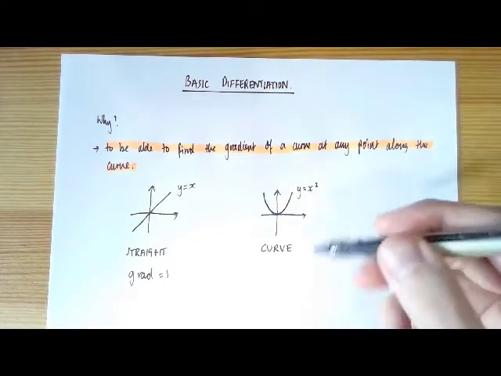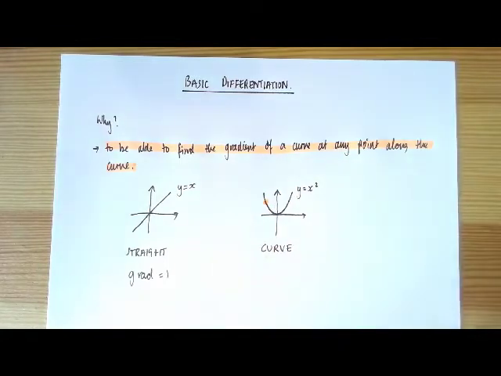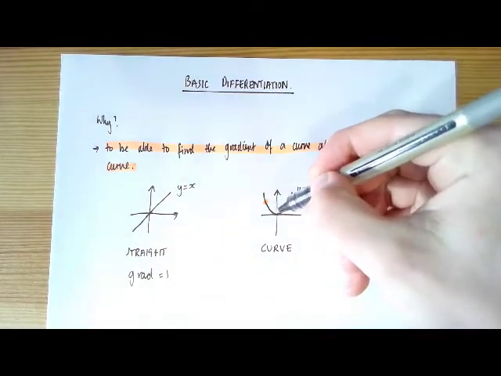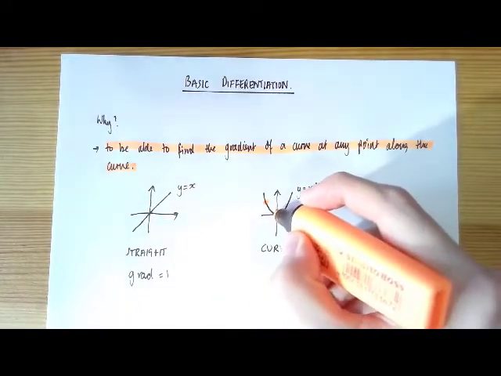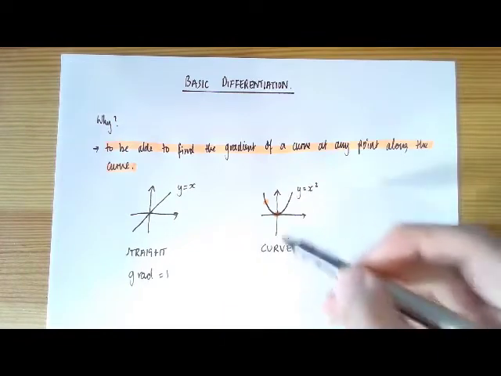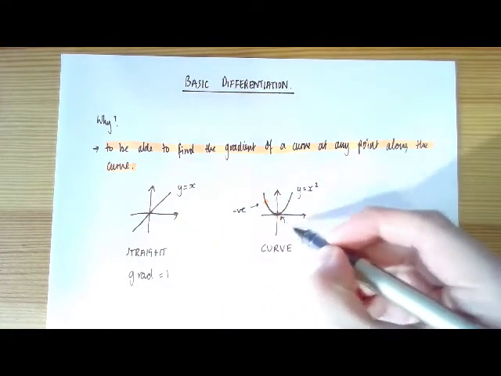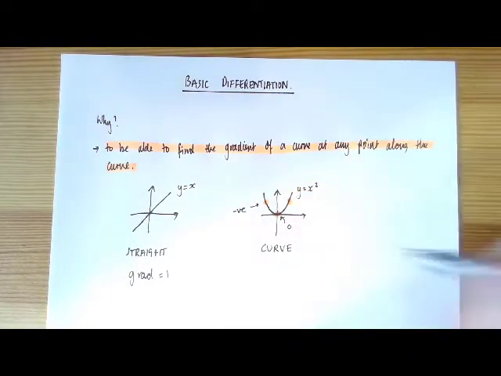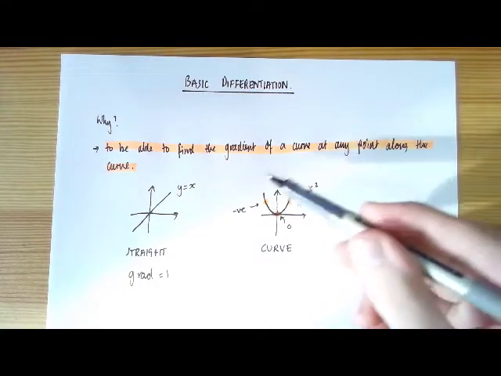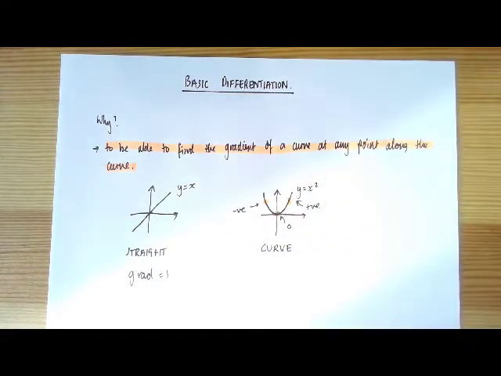However, here, if I was to look at this point, I can see there that the gradient's negative because the line's going downwards. If I look at this point here, the turning point at the origin, the gradient is in fact 0. So here's negative, here's 0, and if I was to look at this final point here, we can see that the gradient is there positive. So how can we work out the gradient of this curve? And that's where differentiation comes in.